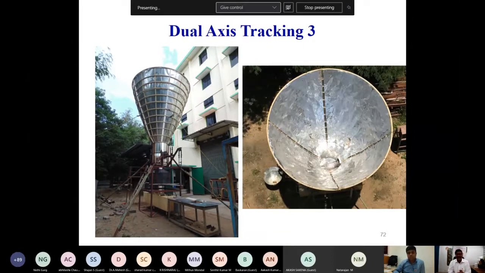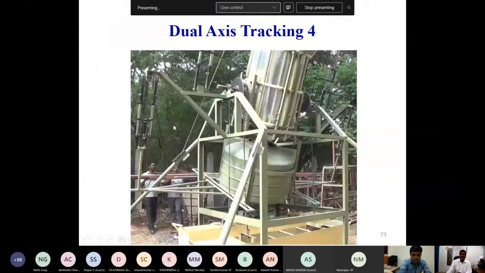The type of tracking is dual axis tracking. The weight of this collector is about 1 ton. We did this operation with the passive drive. At the bottom you can see the passive drive, a small weight with small efforts only. With these small efforts we are able to track this 1000 kg collector using this tracking mechanism.